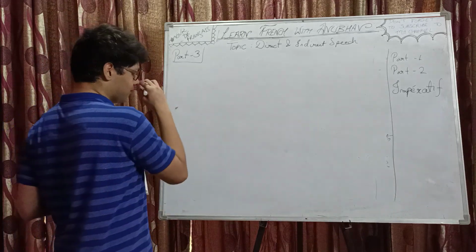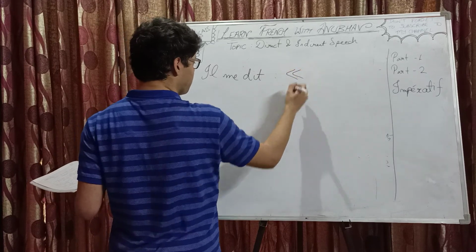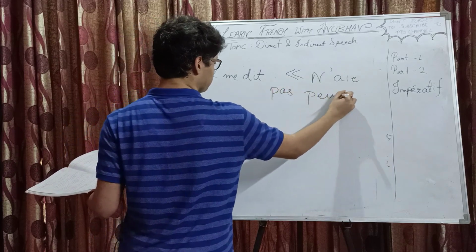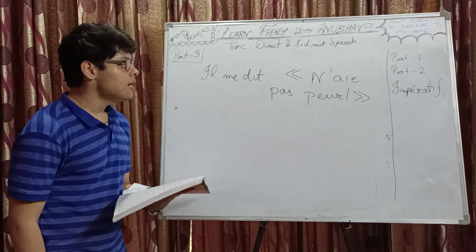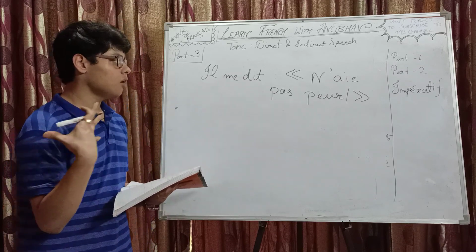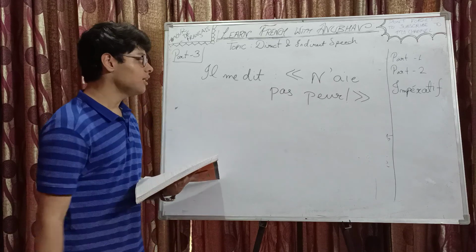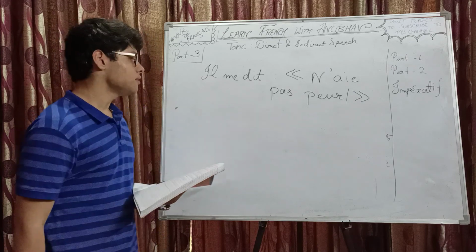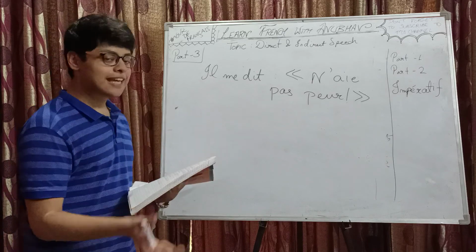Okay, let's write a sentence. Il m'a dit, colon, guillemets opened, n'aie pas peur. A slight explanation, I think, would be needed here. A-I-E. This is the imperative conjugation of the verb avoir with tu. We have most probably, as much as I remember, 5 exceptions. And all those exceptions I have discussed in my imperative video, so you must watch it. The link is in the description. Then, peur means fear. Avoir peur is an expression which we use to indicate to be afraid. So, he said to me, don't be scared.